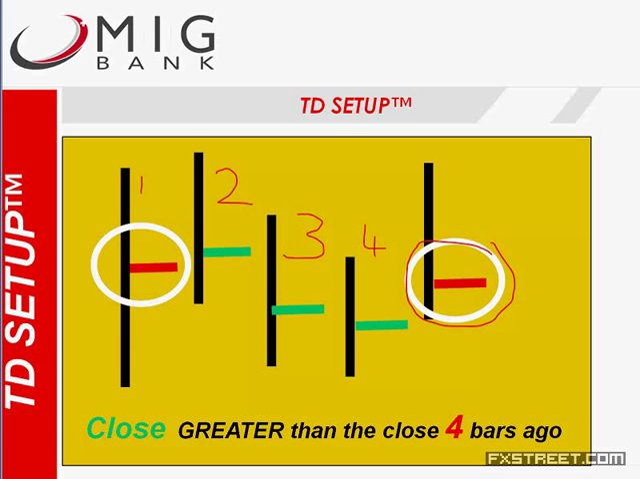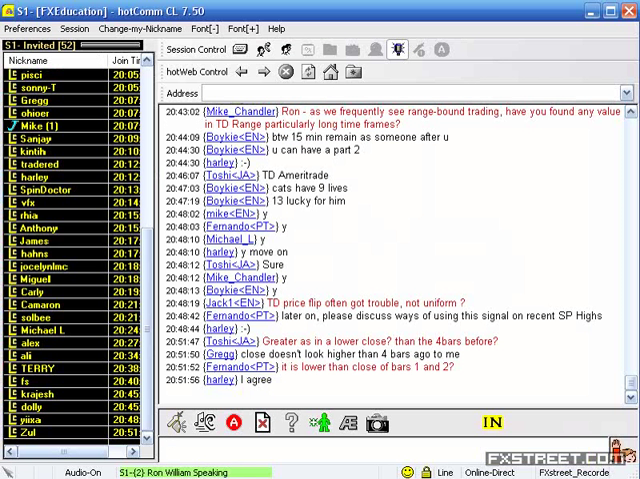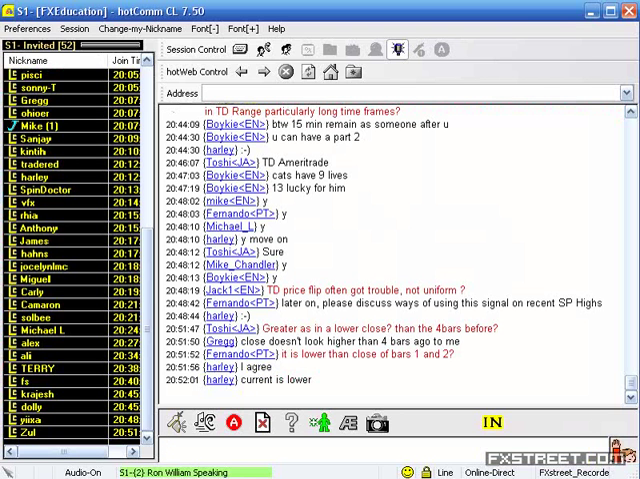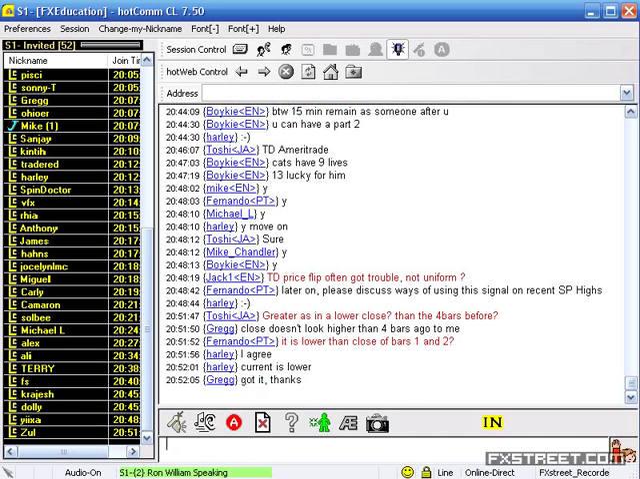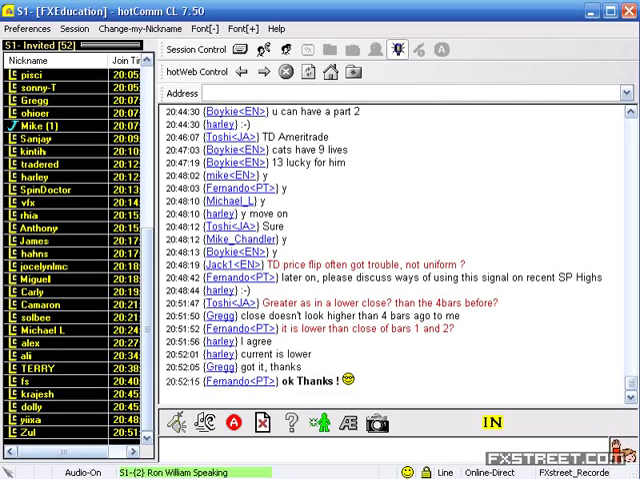Someone's saying greater as in lower close than 4 bars. It can be either greater as in higher or lower, but in this example it's lower. So yes, it can be lower or higher. That's a good question, Toshi. The word greater is used because it's ambivalent to direction. It can be a bull signal or bear signal. In this signal, it's highlighting the down phase. It's measuring the downtrend, which may then reverse higher.